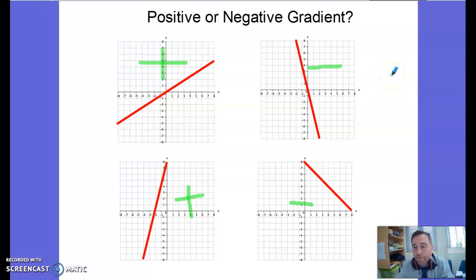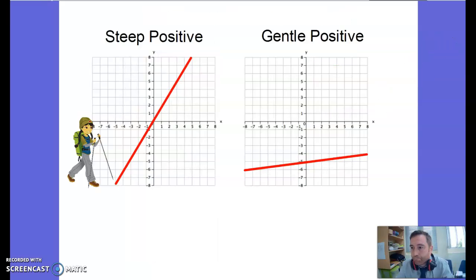So check the graph first. Is it going uphill? Positive. Is it going downhill? Negative. Sort that out first, and then get into the complicated part of gradients.